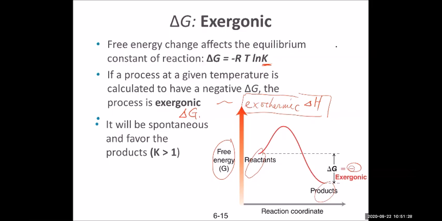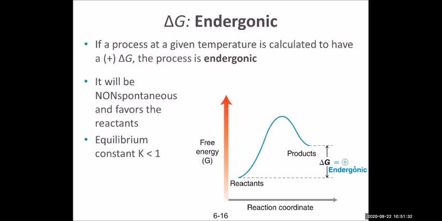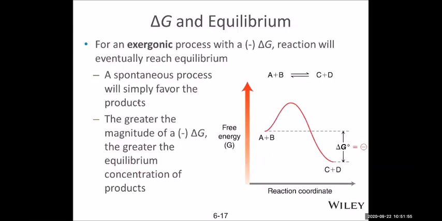So that's exergonic. Endergonic is basically just the opposite. The product has more free energy than the reactant. This is not spontaneous; as a reversible reaction, the reactant is favored. And the equilibrium constant K will be less than 1, which is the same thing as the reactant being favored. Now, delta G and the equilibrium: an exergonic reaction will eventually reach equilibrium. The lower the free energy of the product compared to the reactant, the more product will be formed, or the higher the equilibrium constant. The more negative delta G is, the larger the equilibrium constant.